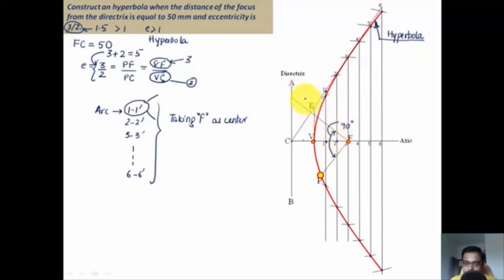This line strikes the directrix somewhere here, and let's say the name of this point is T. When T is joined with P, you have a tangent, and a line perpendicular to the tangent and passing through this point P itself is what you refer to as a normal.